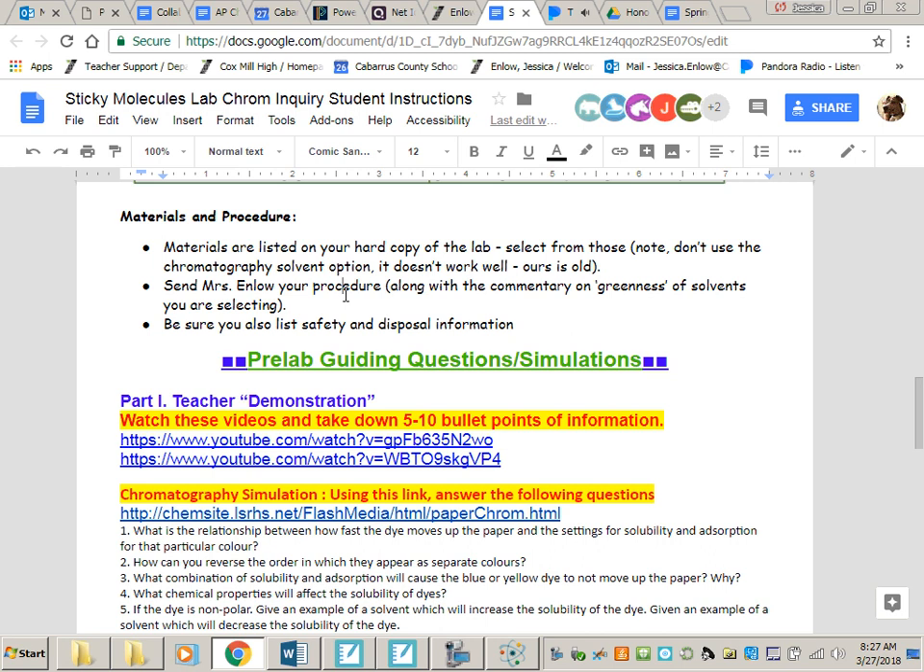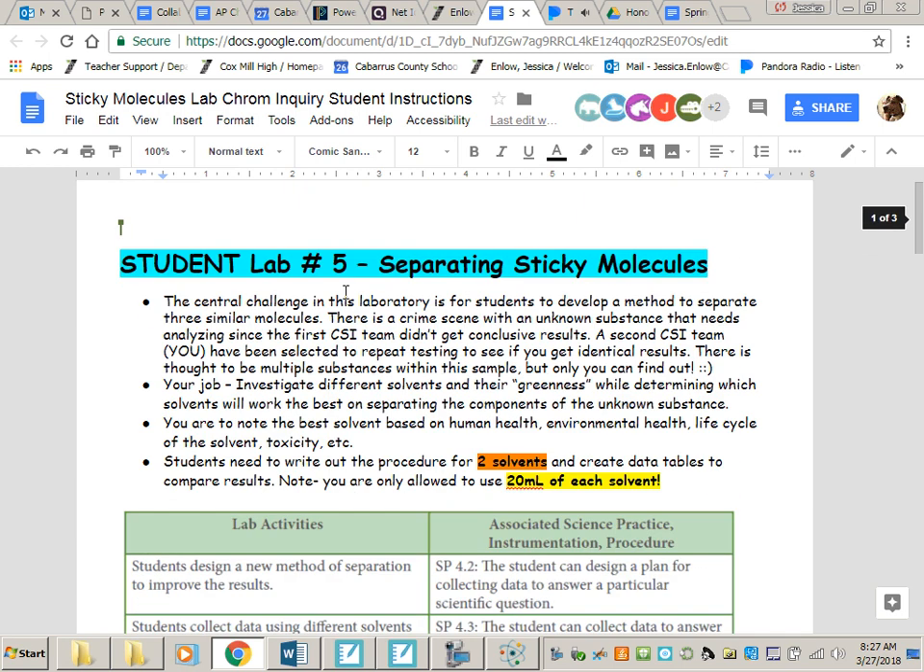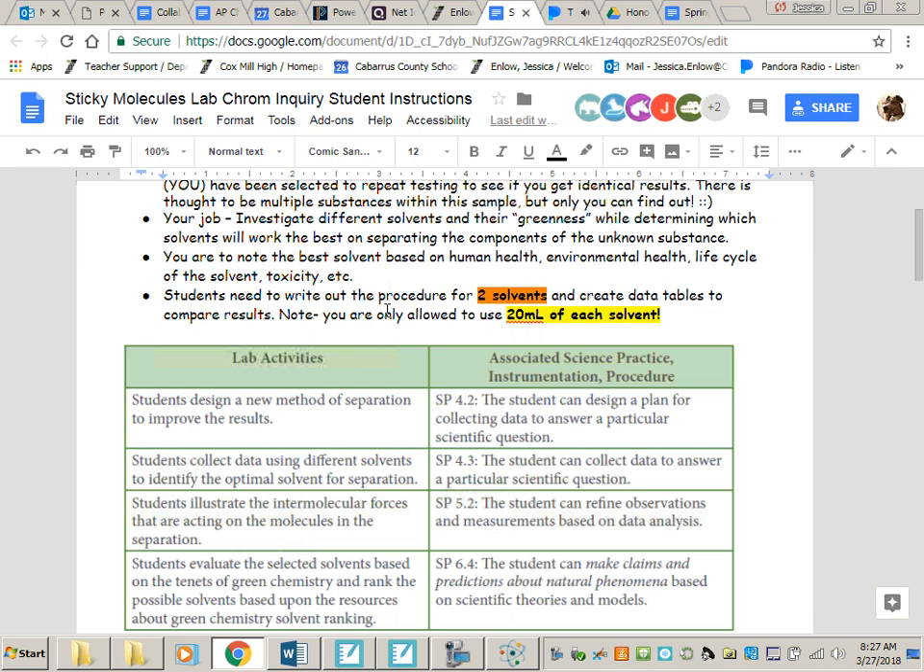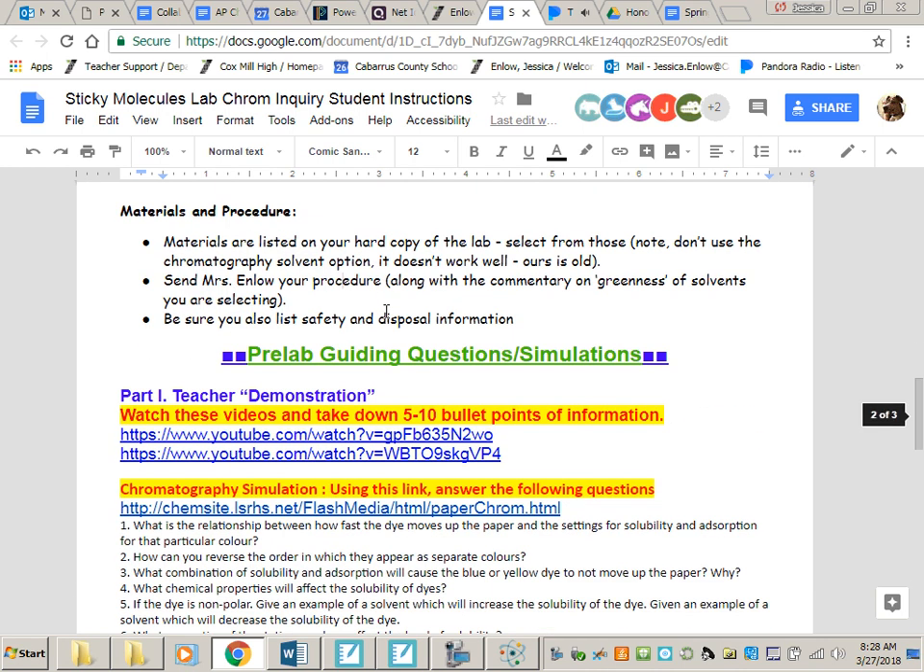I need to see in a Google Doc the materials that you need, which are on the hard copy of the lab, so select from there. The procedure, as detailed as you can make it so I know how much you're using. What were the 2 limitations I provided you? 20 milliliters of a solvent, and you must choose 2 solvents to utilize for your separation technique. That means 2 different trials, right? And you're only allowed 20 milliliters of each solvent. And then from there, make sure you also list any safety and disposal information, okay?